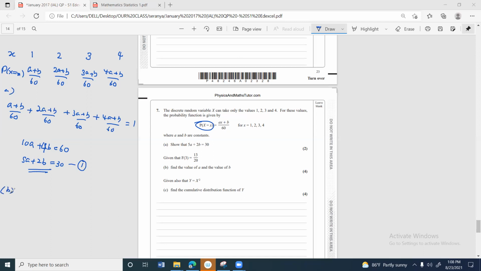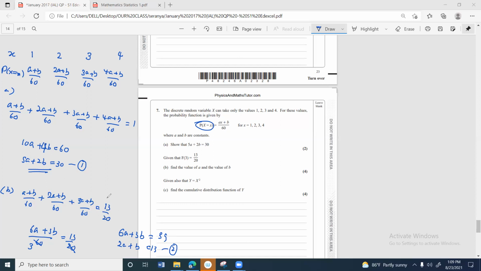That's the first part of the question. For part B, they have given F3 is 13 over 20. Find the value for B. What do you mean by F3? Probability up to 3. Probability up to 3 is 13 over 20. So you can write the addition of these three: A plus B over 60, plus 2A plus B over 60, plus 3A plus B over 60, is equal to 13 over 20. So you get 6A plus 3B over 60 is equal to 13 over 20. From here you can get another equation. This cancels with this, it's 3. It's 6A plus 3B equals 39, or you can write 2A plus B equals 13. This is my second equation. By solving these two as simultaneous equations, you can get the answer for A and B.